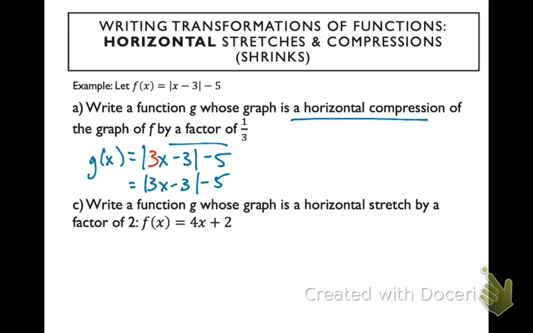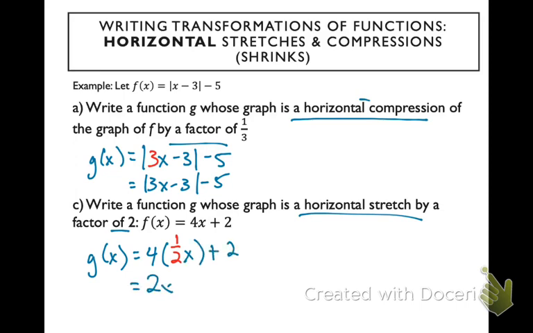Now we're going to write a function g whose graph is a horizontal stretch by a factor of 2. So we're starting with f of x equals 4x plus 2. So for a horizontal stretch, we'll be multiplying by a half, just the input. So notice I open a parentheses around my x and I put the 1/2 times x. When I simplify, I do go ahead and multiply that 1/2 and that 4 together, 2x plus 2.